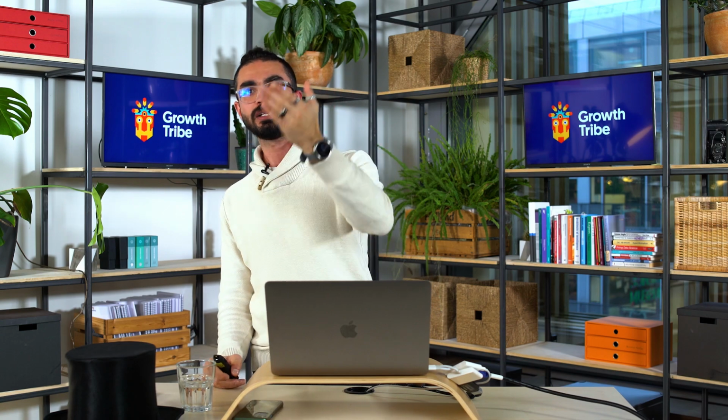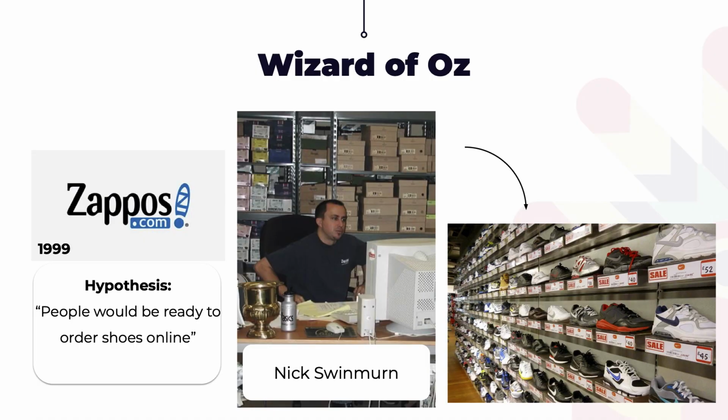And the Wizard of Oz is kind of like an MVP test, but it's actually testing the whole business model. It's not implementing a mini idea of it, it's implementing the whole idea, but on a smaller scale in terms of sales. Now this is Zappos.com, and what they wanted to do in '99 was see if people would actually start buying their shoes online.